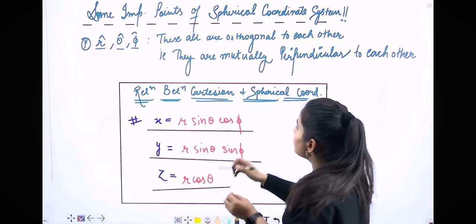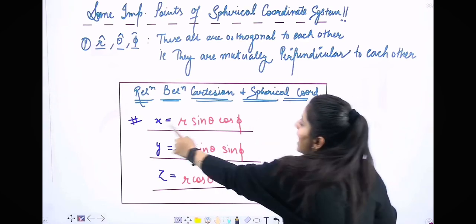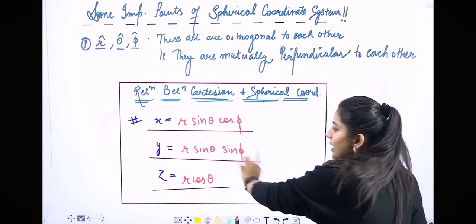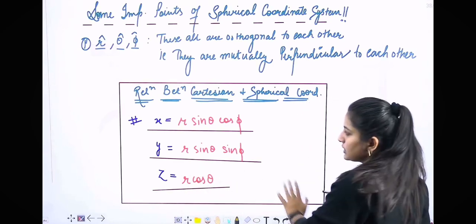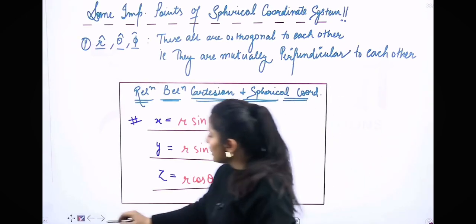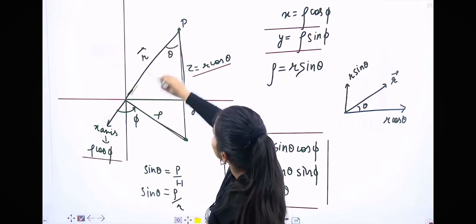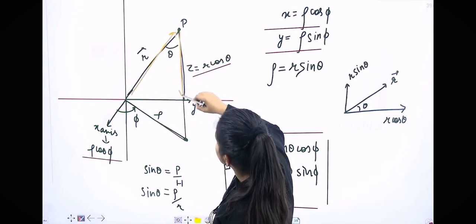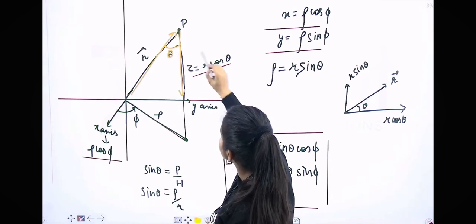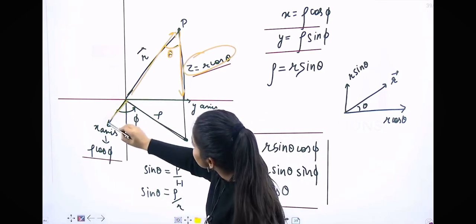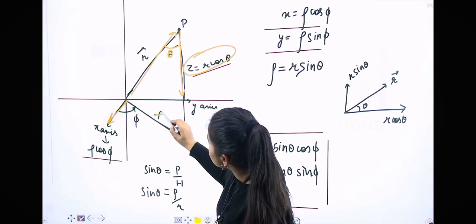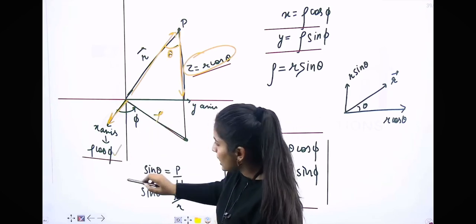And the relation between the Cartesian and spherical is x is equal to r sin theta cos phi, y is equal to r sin theta sin phi, and z is equal to r cos theta. You can easily see from here, this is r vector, so this is z vector. So this is angle theta, so z is equal to r cos theta. Very simple.